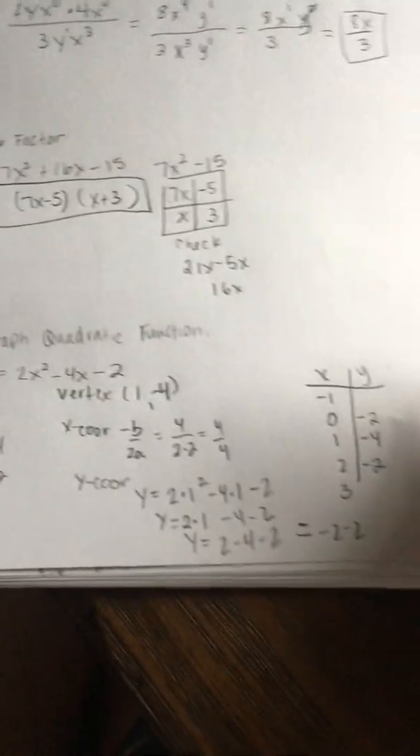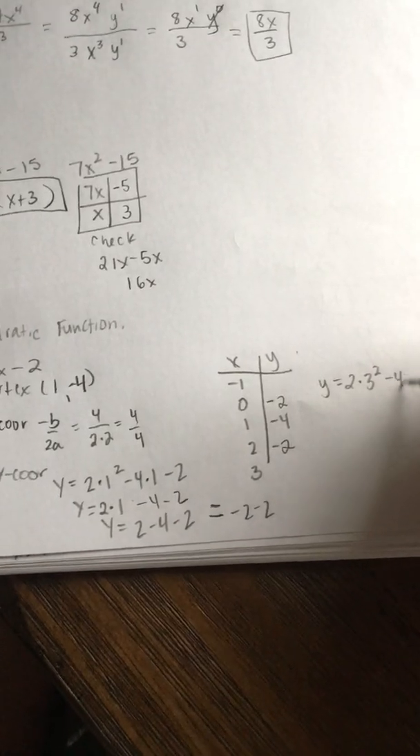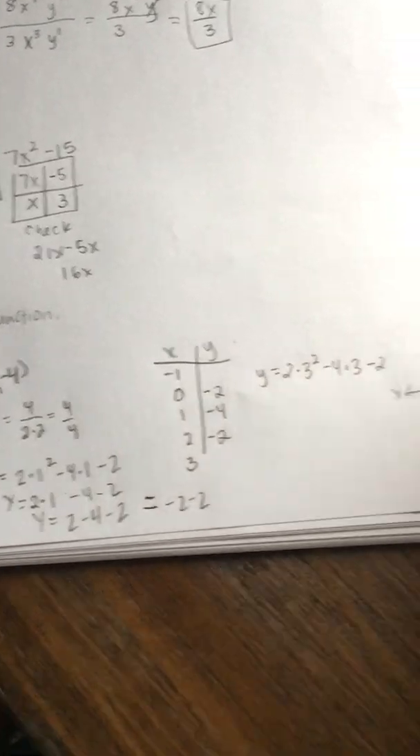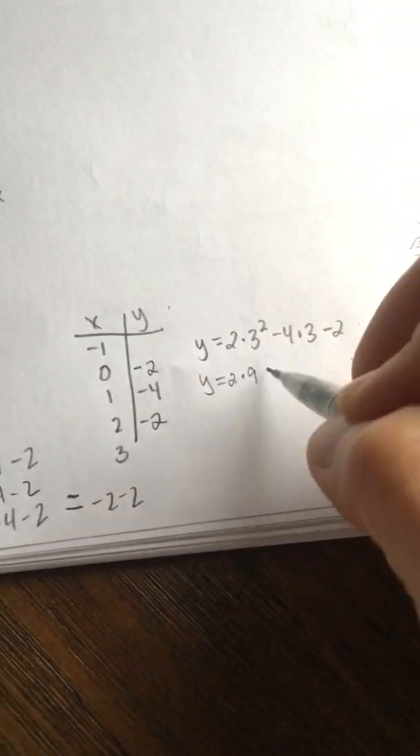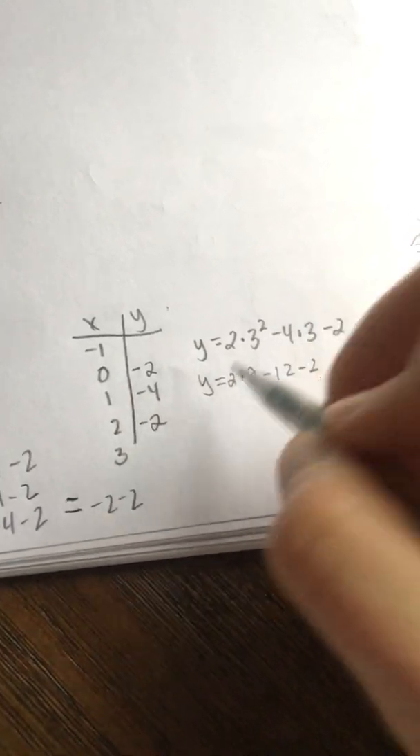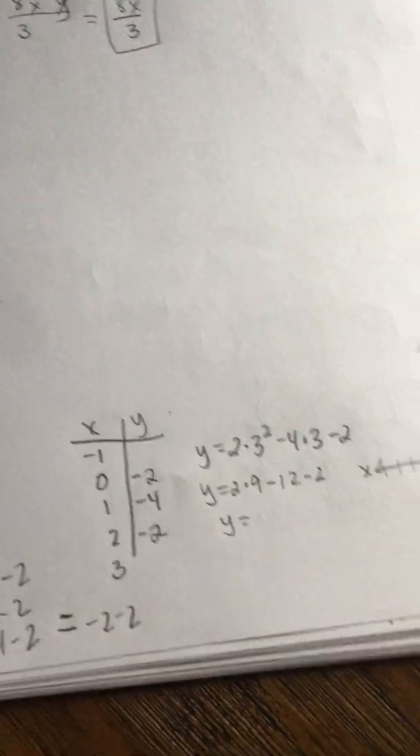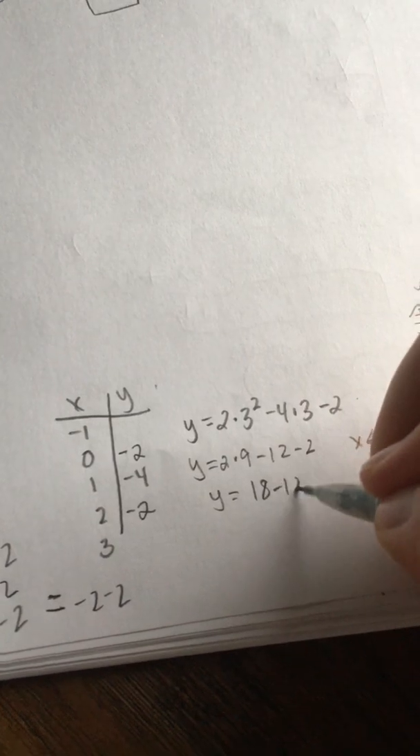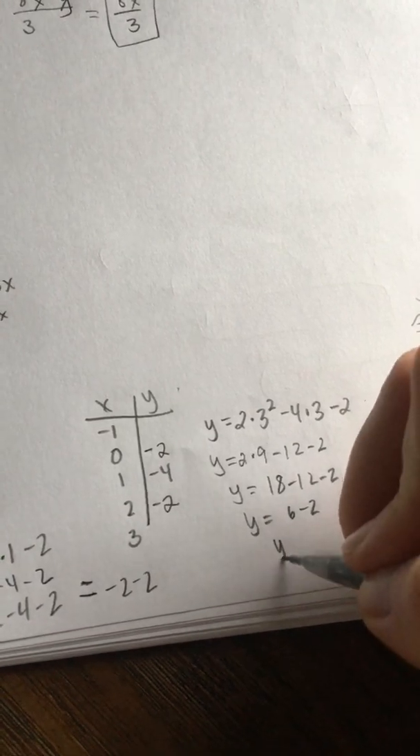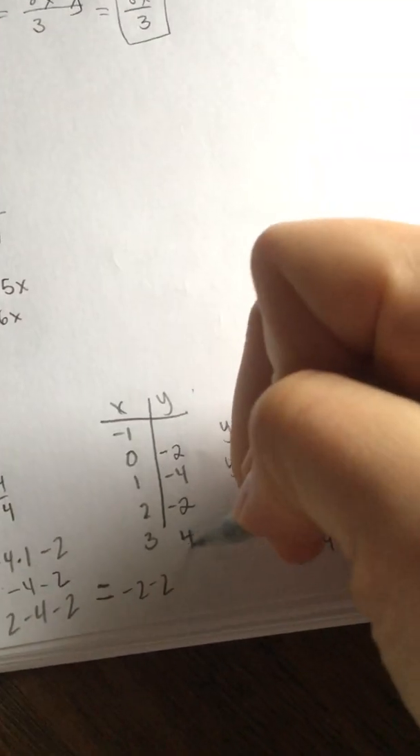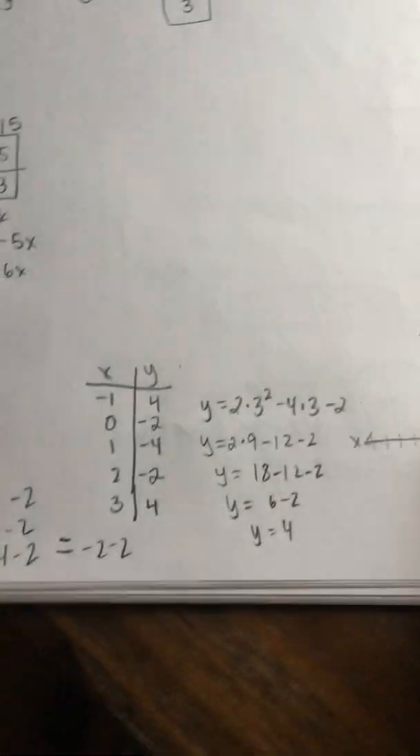I'm going to plug in 3 back into the original, so y equals 2 times 3 squared minus 4 times 3 minus the 2. So 3 squared is 9, so I'm going to have 2 times 9. Multiplying these, I get a negative 12, and then that minus 2. 2 times 9 is 18. So I'm going to have 18 minus 12 minus 2. 18 minus 12 is 6. 6 minus 2 is 4. So when I plug in a 3, I get out a 4. Symmetry allows me to also put a 4 across from the negative 1.